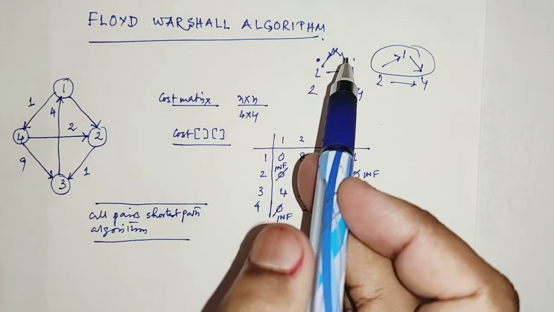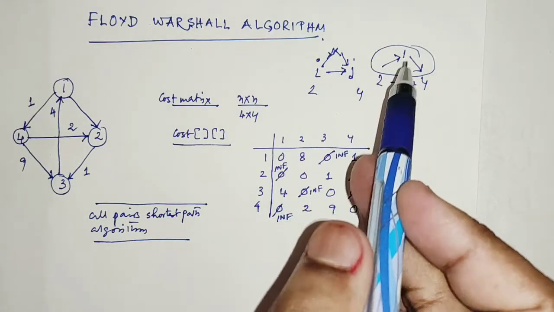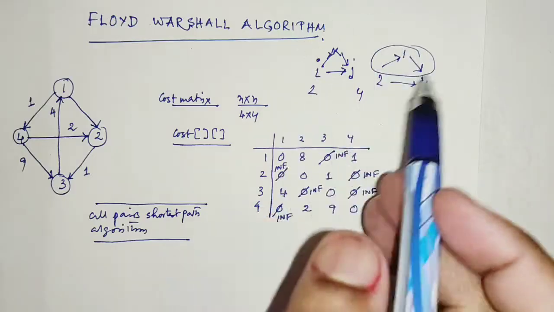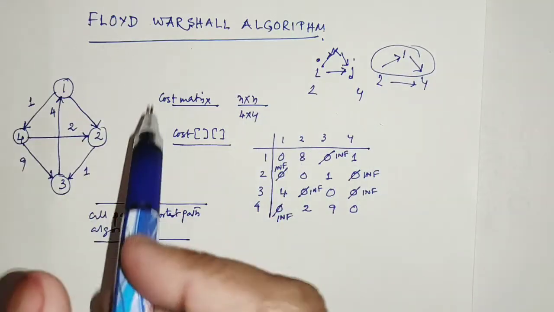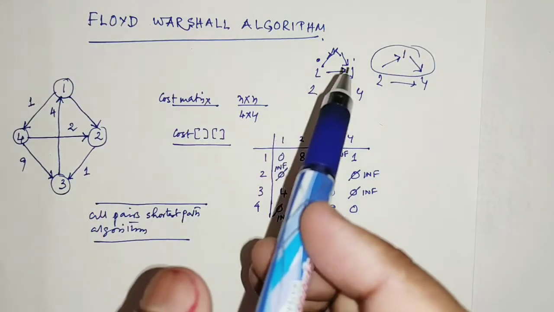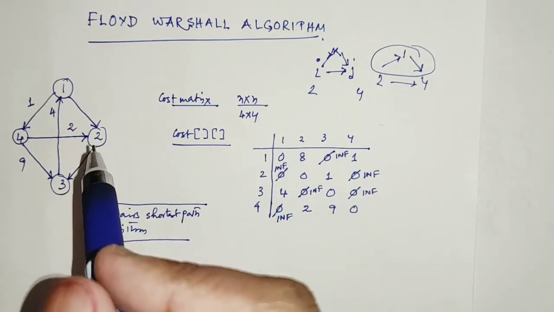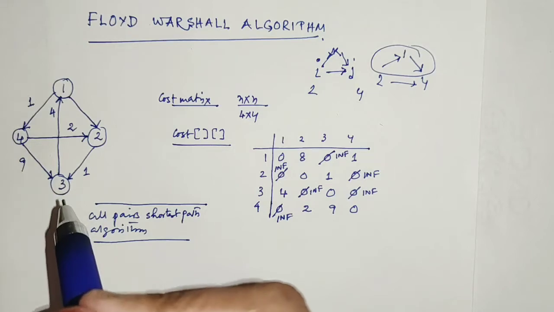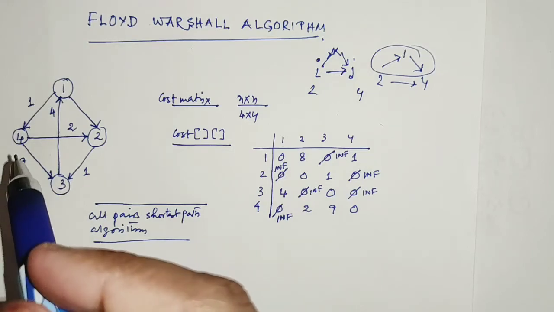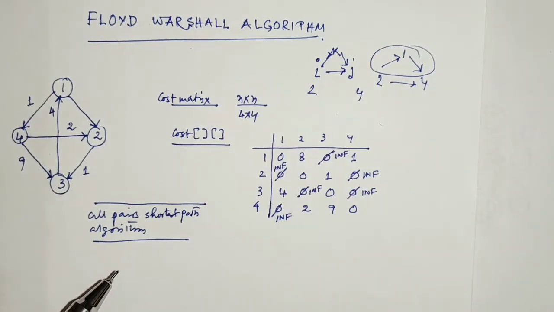So k is the intermediate vertex, and k may be 1 for this combination, k may be 3 for this combination. So any one of the vertices present in the graph can play the role of the intermediate vertex. 1 may be the intermediate vertex for some combination, 2 may be for some combination, 3 may be, 4 may be, and so forth.